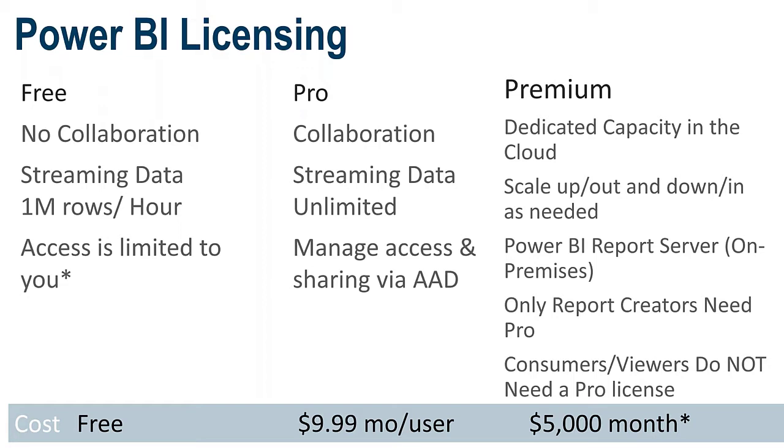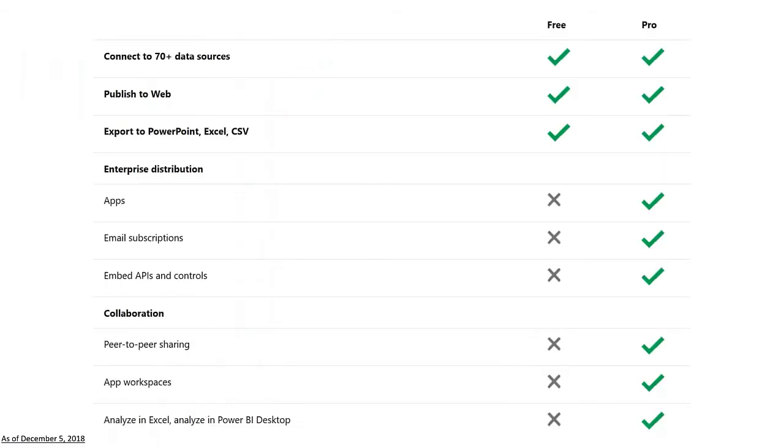All right, with that, let's do a quick side-by-side comparison of what you get in free versus pro. With the free, you don't get apps, you don't get email subscriptions, and you don't get the embedded APIs. So those are all things that are really cool. And if you are probably more than 5 people in your organization, you're probably going to want to go with pro licenses.